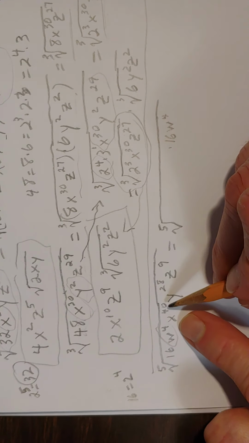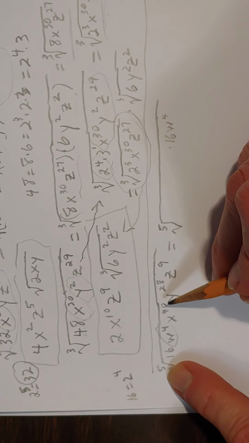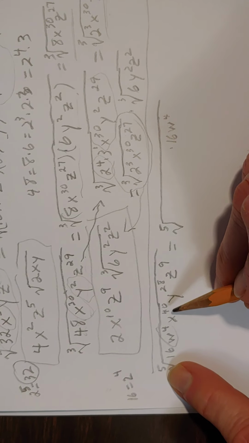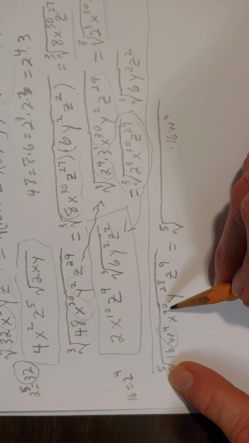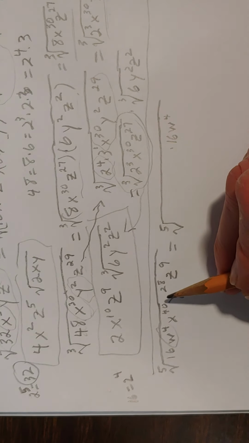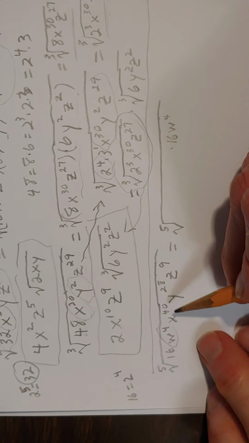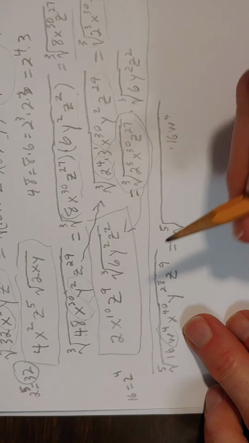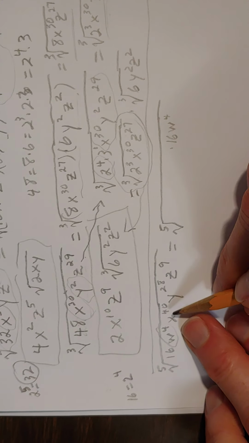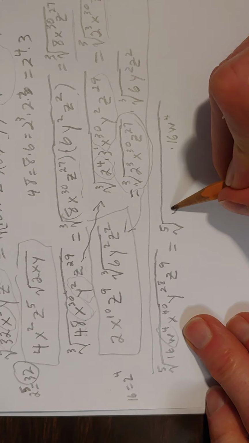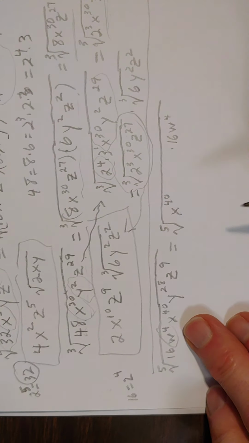X to the 40th, though, 40 is bigger than or equal to 5. So there's a perfect fifth power in there. Remember, perfect fifth powers have exponents that are multiples of 5, divisible by 5. 40 is such an exponent. 40 is 5 times 8. So x to the 40th is a perfect fifth power. So I'll put it over here in the perfect fifth power part.